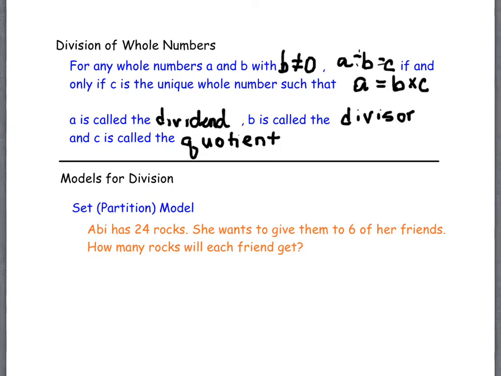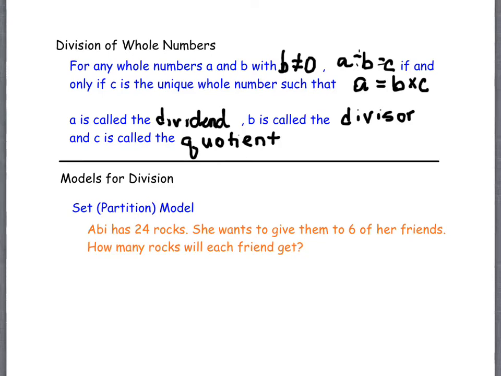And if you'll remember, for a section in chapter 1 or chapter 2, we talked about the symbols for the different number systems, and we used a Q to represent the rational numbers, Q for quotient. This is where the Q comes from.